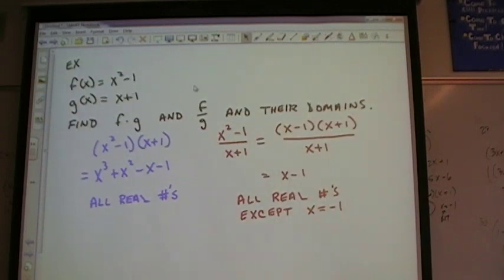Alright, next example. F of x equals x squared minus 1. G of x equals x plus 1. Find f times g. That dot is multiplication. And f divided by g, and their domains. So the first one, in order to multiply f and g, you had to FOIL, which is what I did. You end up with x cubed plus x squared minus x minus 1. You have a cubic function as your answer.